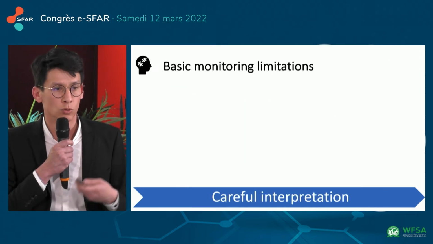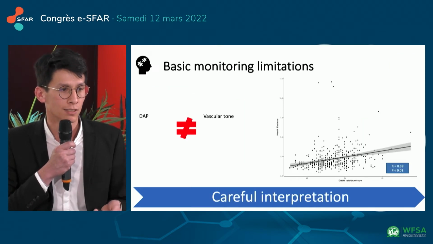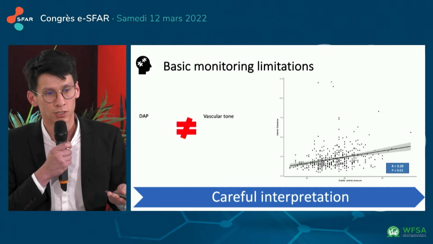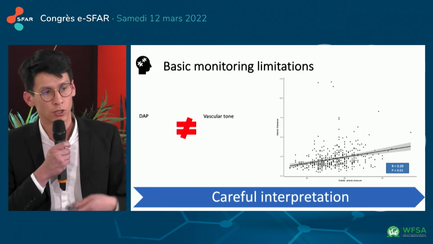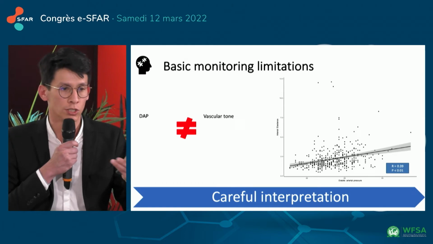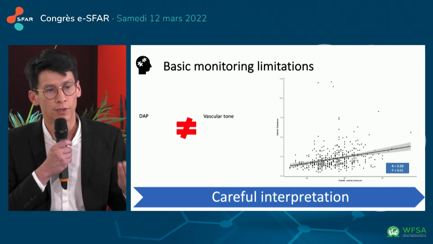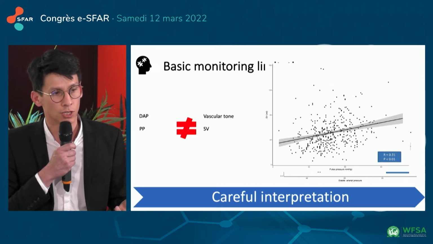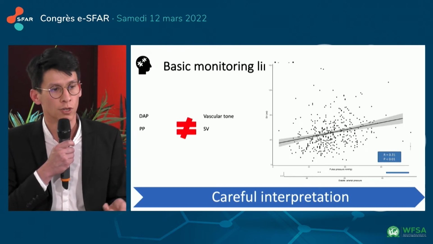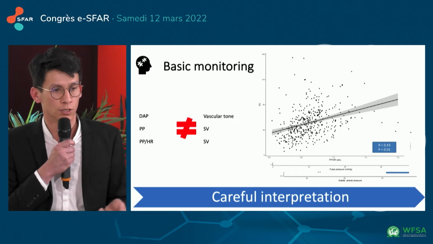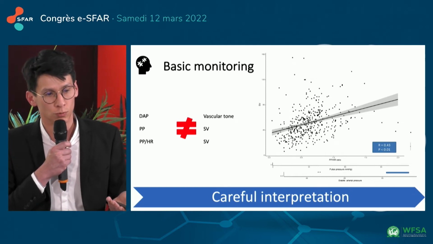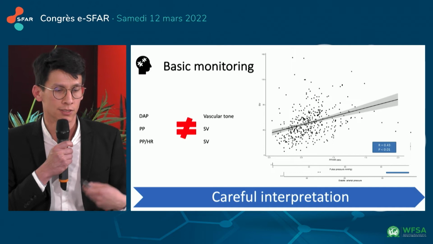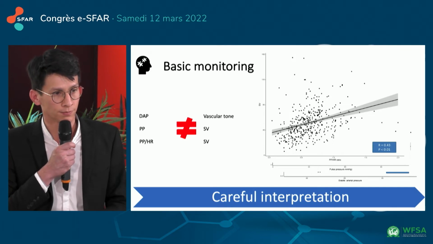But while using those values, you should keep in mind that although they are associated with the parameter, so here diastolic arterial pressure is associated with vascular tone, they are not a perfect reflection of this parameter, and this is the same for pulse pressure and stroke volume, and the pulse pressure to heart rate ratio and stroke volume, and thus you should be careful while interpreting these results.